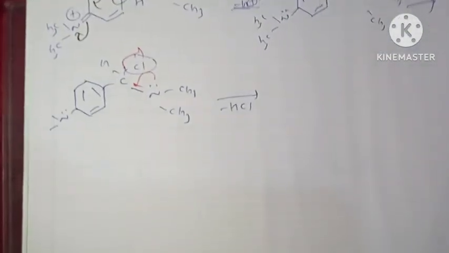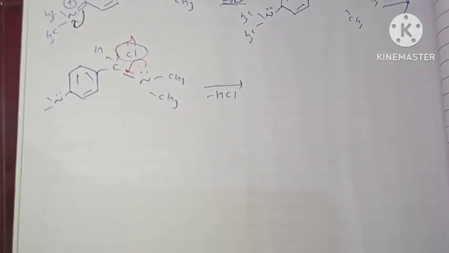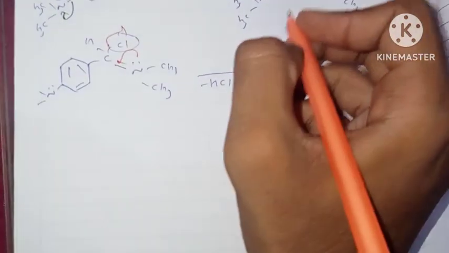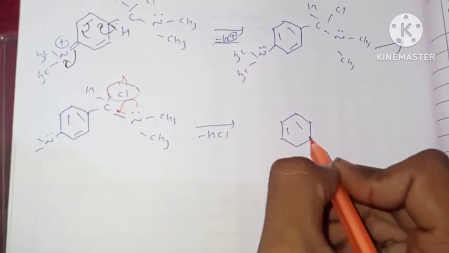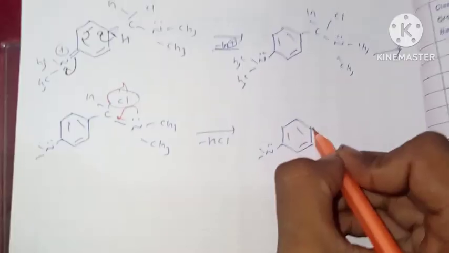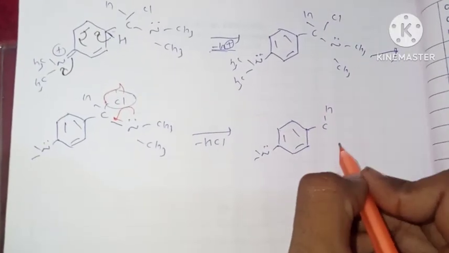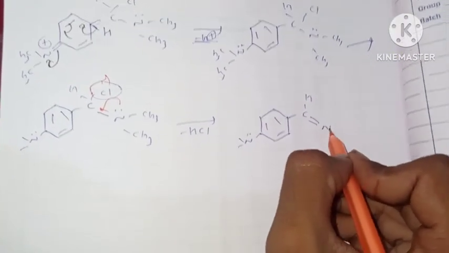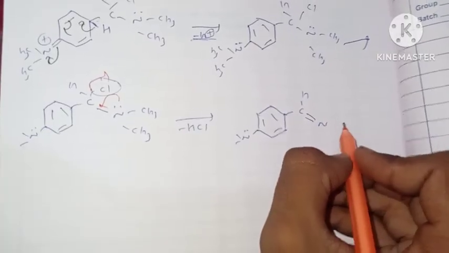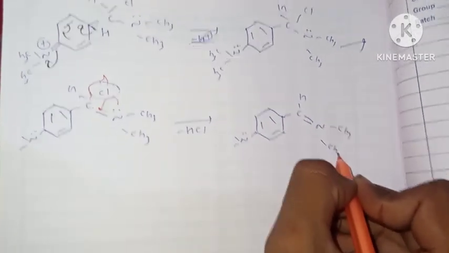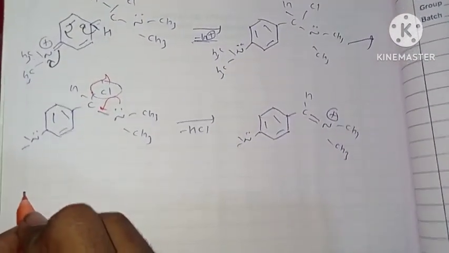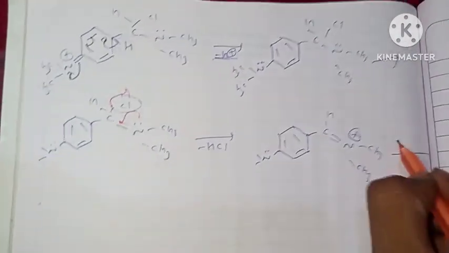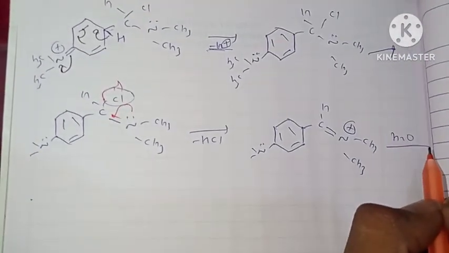That means removal of HCl, and we get a structure of the removal of Cl. Therefore there is a double bond between carbon and nitrogen, and there is a 2-methyl group. Nitrogen having 4 valency, therefore it carries a positive charge. Now the second step, aqueous workup, means H2O.